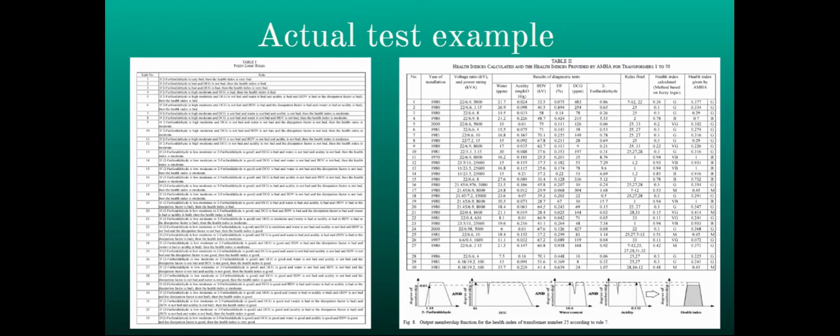So for example, look at transformer number 11 from 1970. It fired rule number 1. It has a health index of 0.94, which is very bad. VB stands for very bad. So the closer the number is to 1, the worse the health of the transformer is. So the closer to 0, the better. And so you can kind of just see a lot of the older transformers are not in good health.